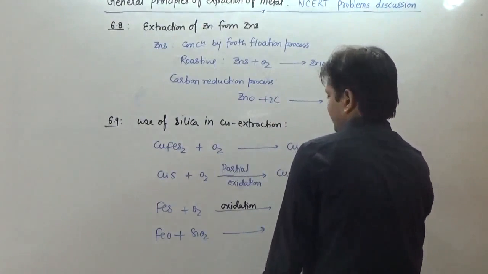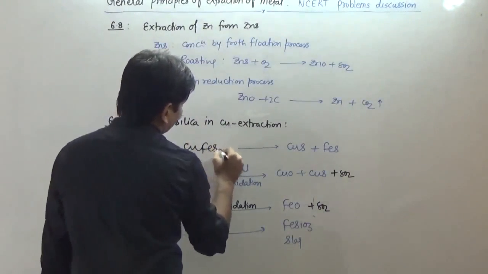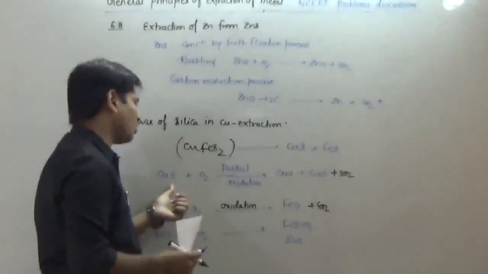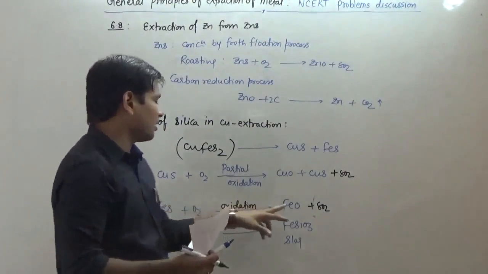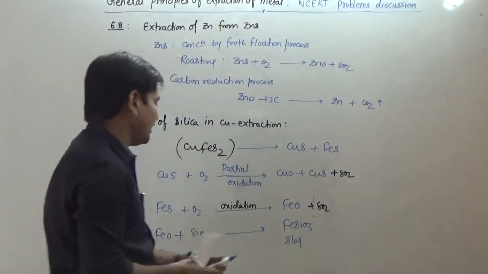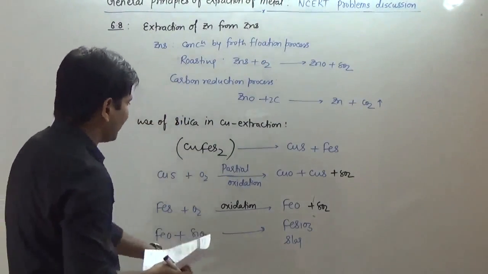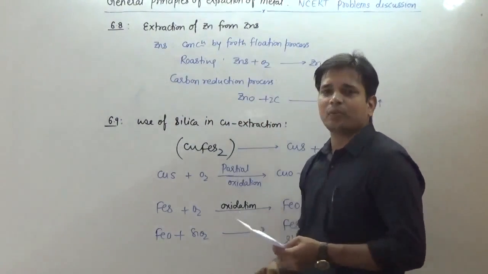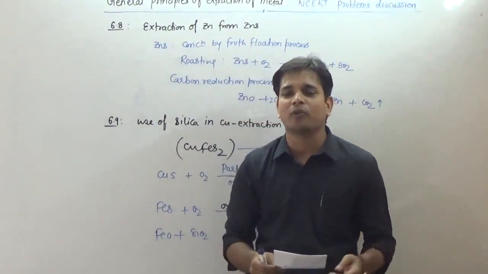I have to write first that CuFeS2 converts into a mixture of Cu2S plus FeS, and if oxidation is done, then only partial oxidation of copper sulfide occurs, but complete oxidation of iron sulfide occurs into iron oxide, and the iron oxide has to be removed by slag formation with SiO2, and that's why we add SiO2 in copper extraction. So these are some problems that I have discussed in this class. In the next class we will solve some more problems of this chapter.